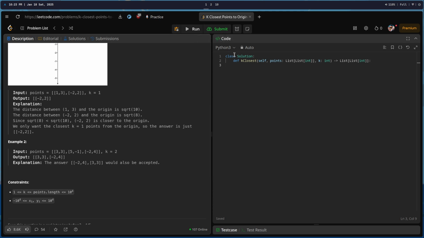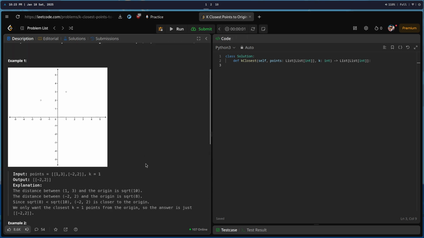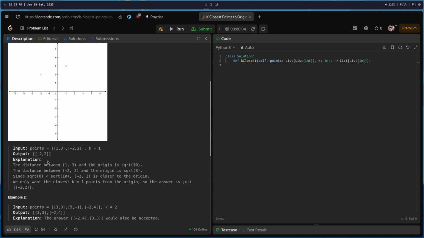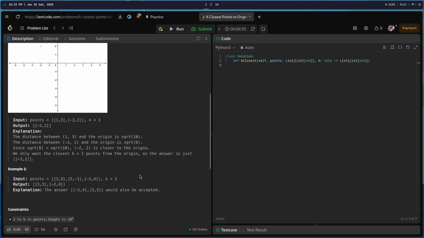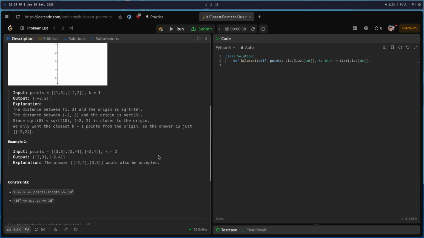Yeah, I'm gonna time myself. If I can't do this in 30 minutes, I'll just look at the answer. So the distance between 1, 3 to the origin is square root 10. Okay, so we have to return the tuple itself. What does k represent again? K closest. Yeah, it's just the closest. So this is the second closest value, right?